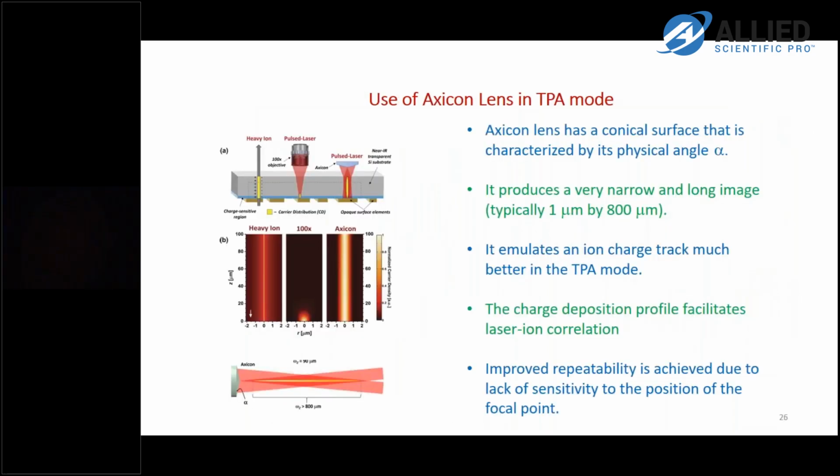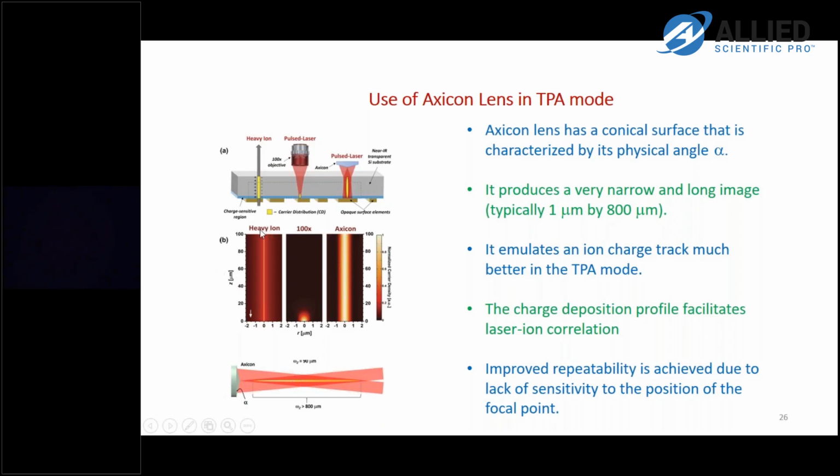Now, a new topic which I want to introduce is the use of Axicon lens in the TPA mode. The Axicon lens, which is shown here, has a conical surface and an angle alpha. It's characterized by this alpha, and what it does is elongate the beam.